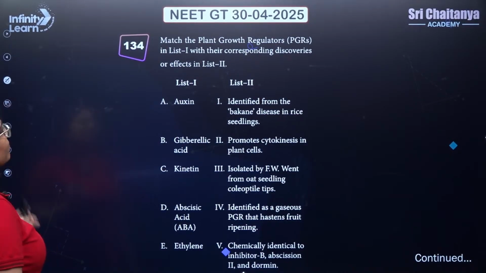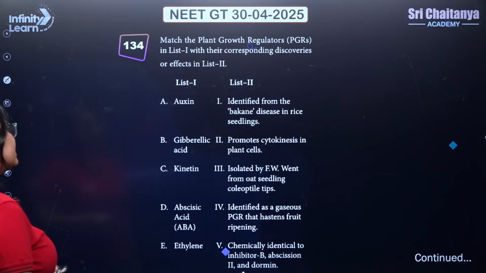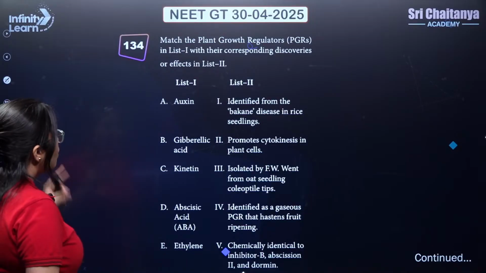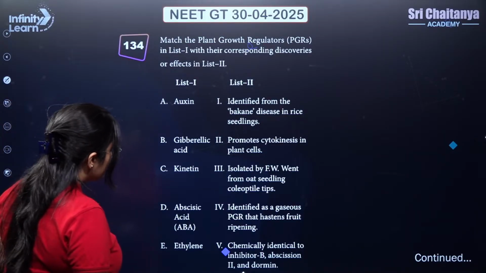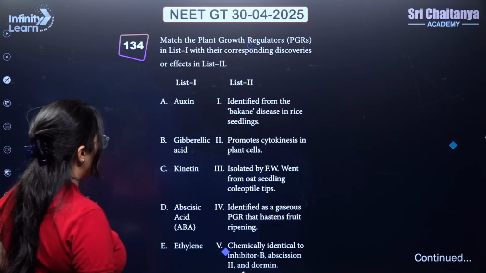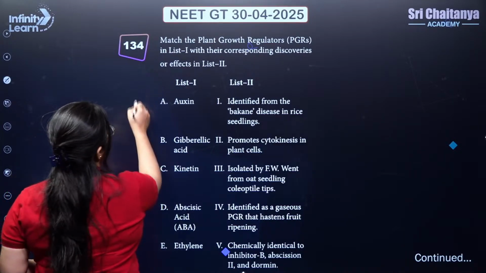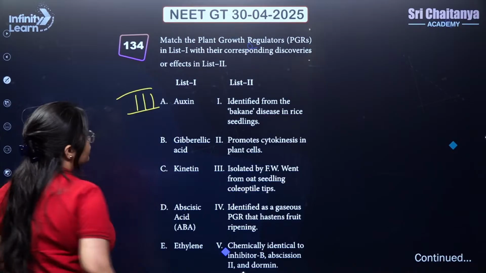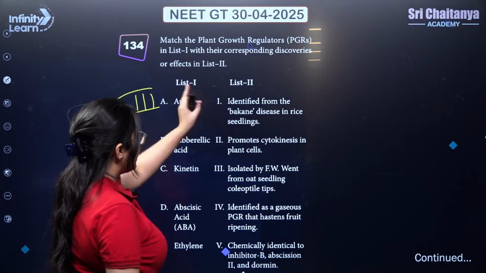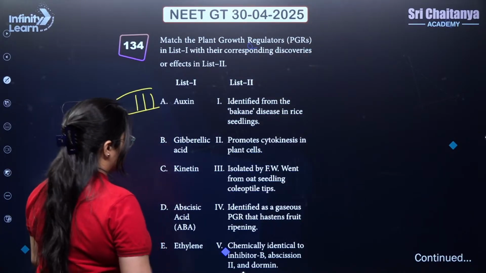So match the plant growth regulators in list 1 with their corresponding discoveries or effects in list 2. So auxin, isolated by F.W. Went from oat seedling coleoptile tips. So it should be 3. Gibberellic acid, identified from the bakanae disease in rice seedlings, 1.